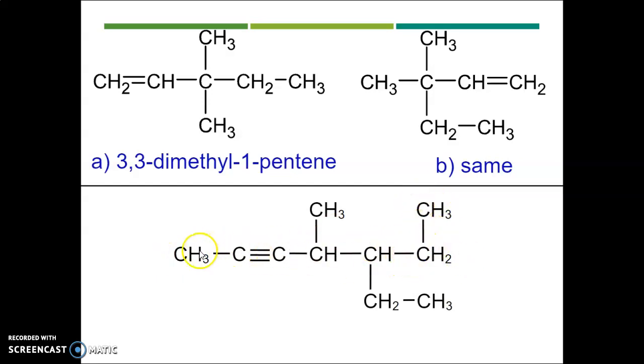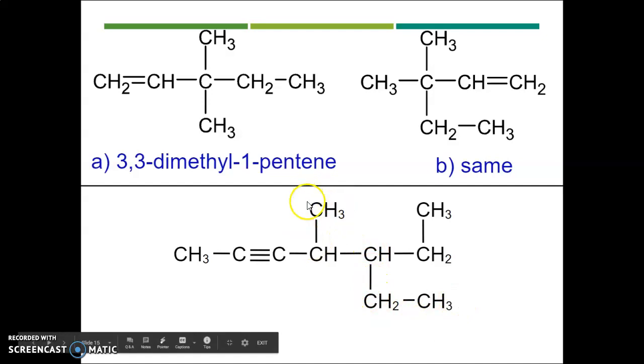So I know hept, and then because there's a triple bond, yne, heptyne. But where exactly is that triple bond? 1, 2, on the second carbon. So 2-heptyne. Now we have some functional groups. 1, 2, 3, 4, 5, 6, 7. So we know that this is a functional group, and this is a functional group.